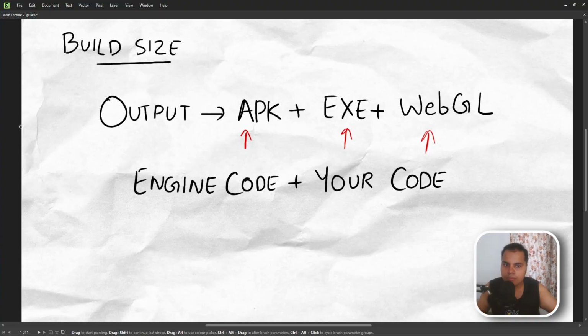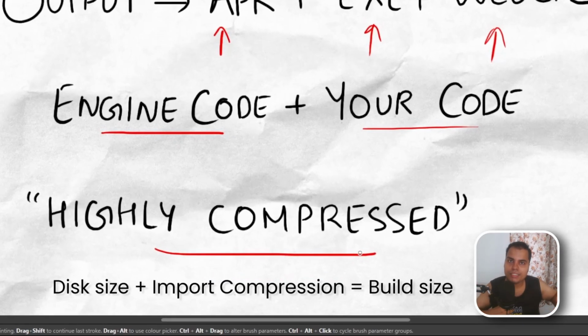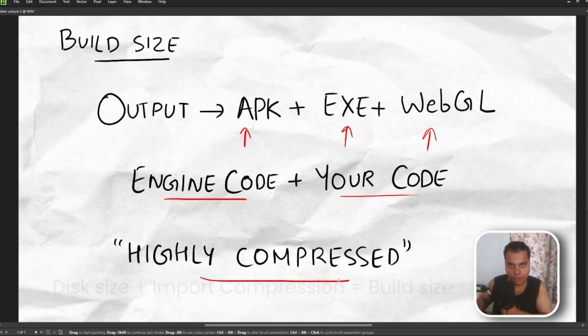Very simple as that. But what the build actually is, it's a mix of the engine code combined with your code. So if you have things like rigid body and everything, that is all engine code. And your player movement, enemy scripts, AI will be your code. That's essentially the build. And the most important thing about the build is it is highly compressed. Okay. So earlier we discussed that disk size is the raw file. Once we compress it with the import settings, we then get the size that is used in the build. I hope that is clear.